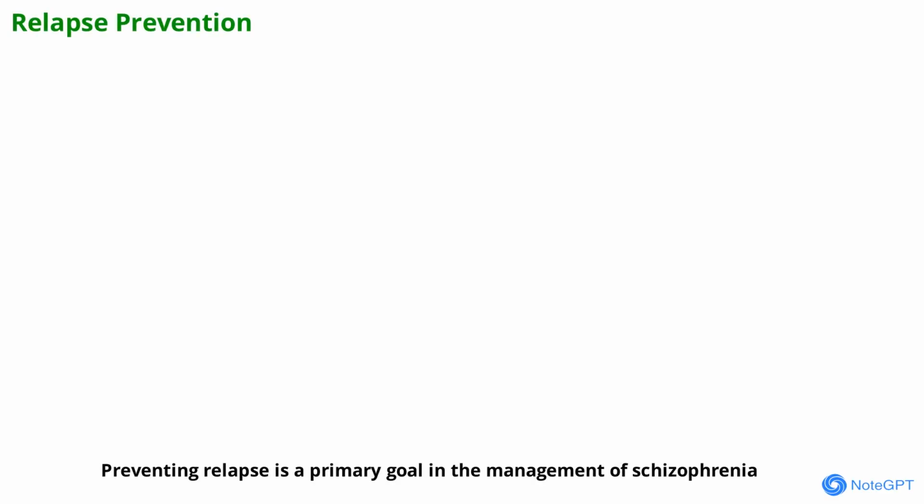Preventing relapse is a primary goal in the management of schizophrenia. This involves ongoing medication, regular follow-up appointments, and support from healthcare providers, family, and community resources. Early intervention at the first sign of symptom recurrence can help maintain stability and prevent hospitalization.